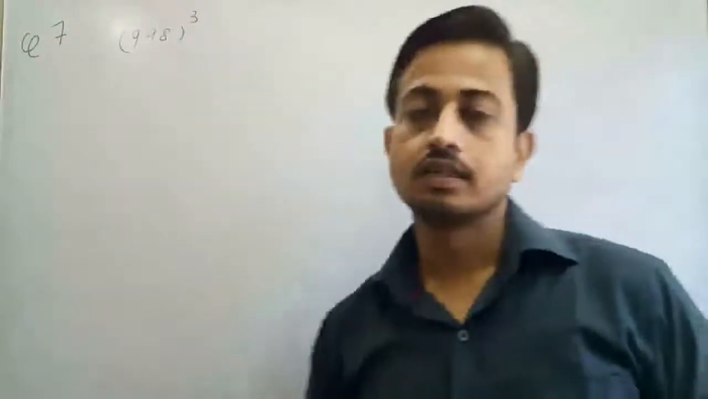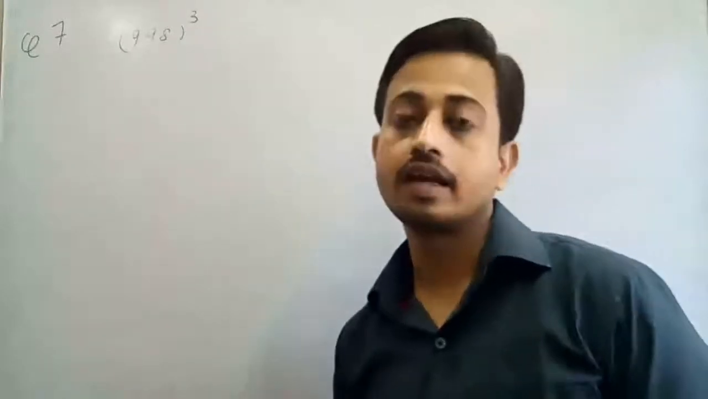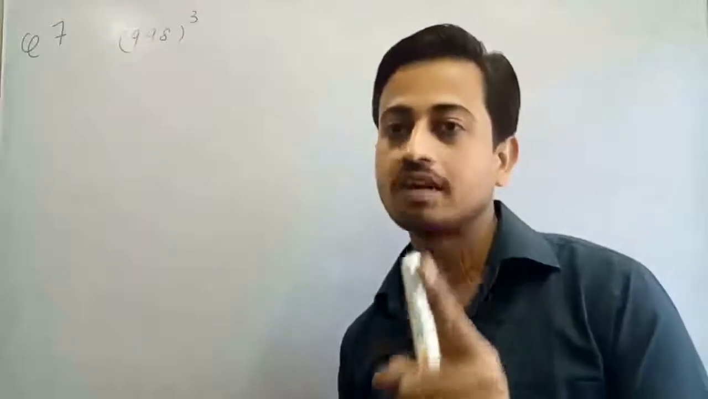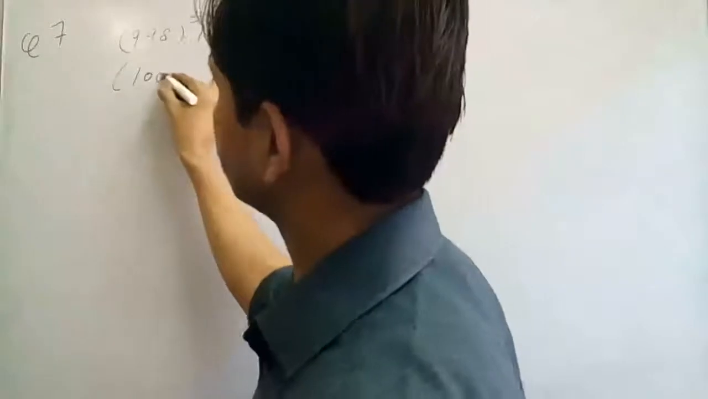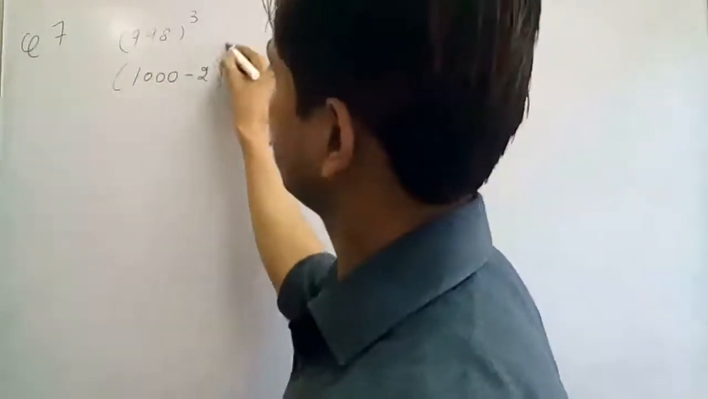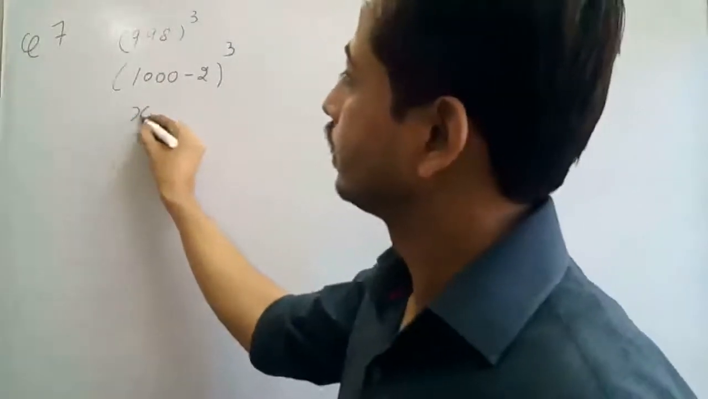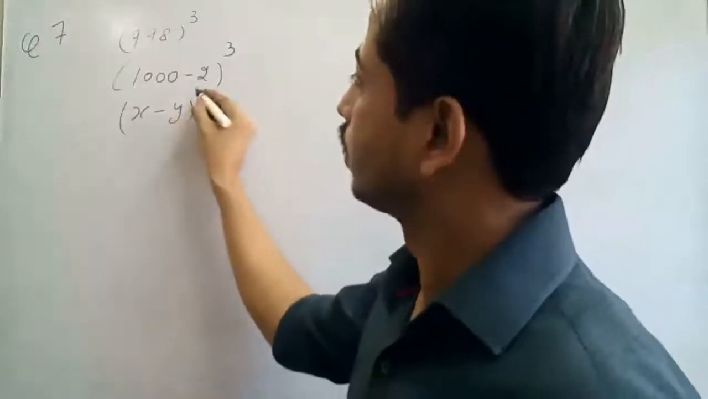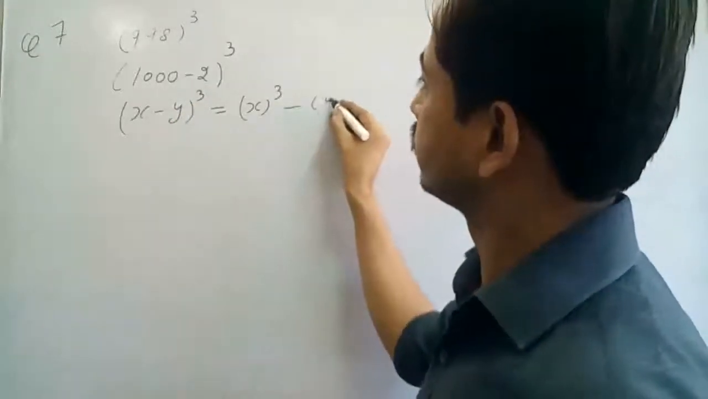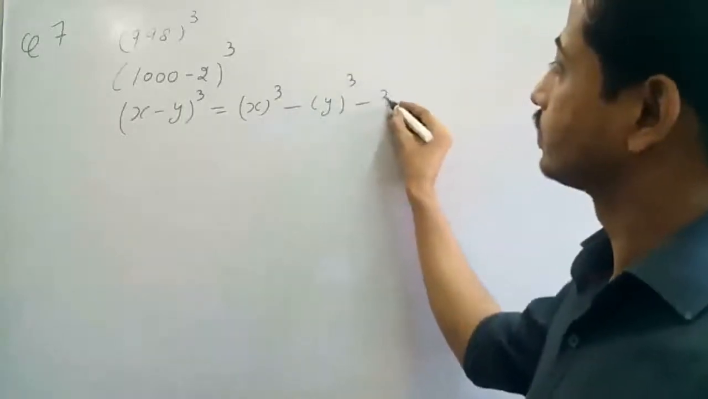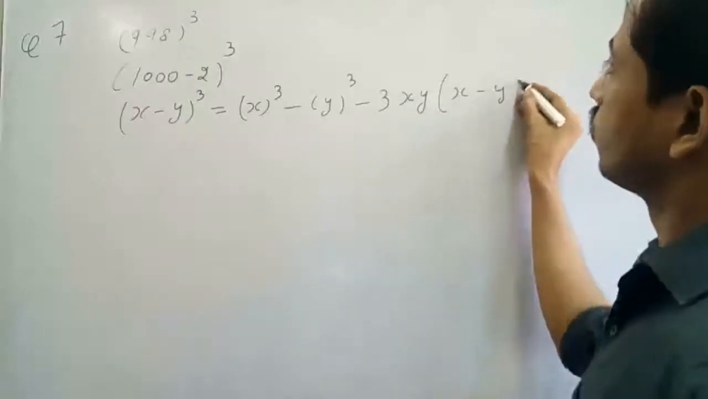Now look at the 7th question, part 3rd. 998 can be written as 1000 minus 2. Very good. So this can be written as (1000 minus 2) whole cube. So it's very simple to apply the identity. What is the identity? (x minus y) whole cube is what? x cube minus y cube minus 3 into x into y bracket x minus y.